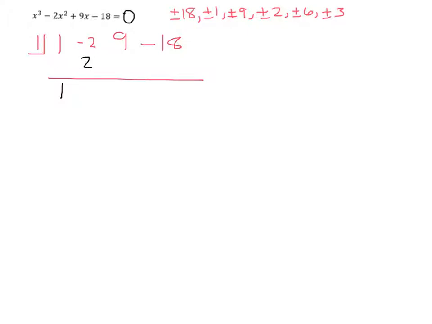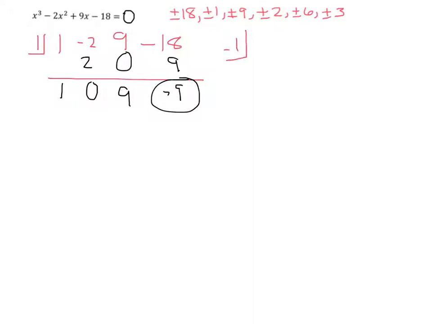Negative 2 plus 1 is negative 1. 1 times negative 1 is negative 1. 9 plus negative 1 is 8. 1 times 8 is 8. Negative 18 plus 8 is negative 10. So this is not one of our zeros because we didn't get 0. Let's go ahead and try a second one. Let's try negative 1.